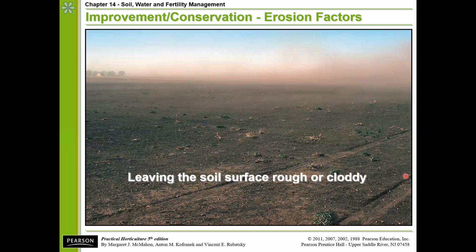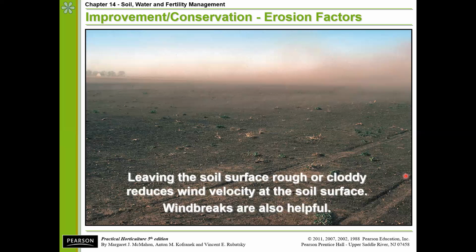You can also maybe not practice one of those parts of land preparation, one of those parts of tillage that we usually would, such as disking or harrowing. So maybe you go ahead and plow it, but then you leave the surface rough or cloddy to also reduce wind velocity at the soil surface.